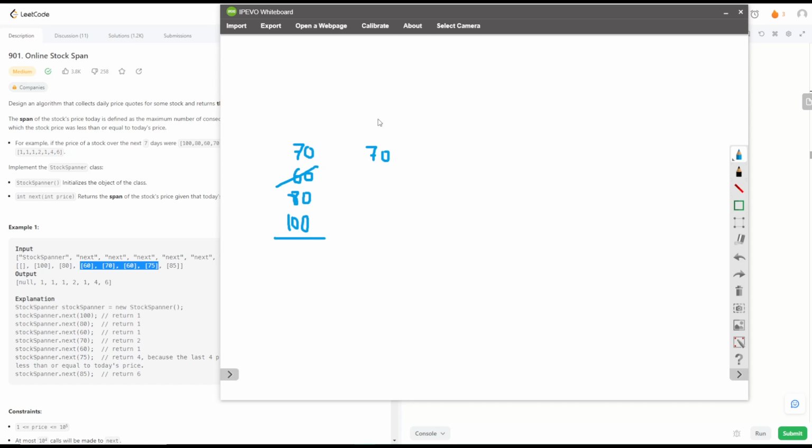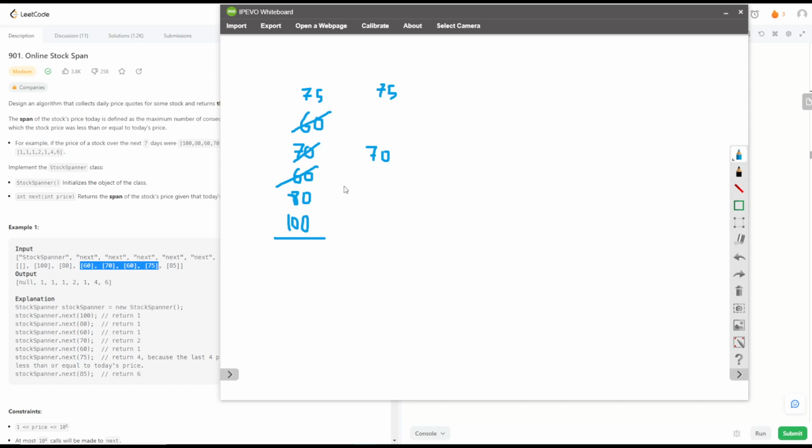Next one is 60. When 60 wants to come in, the top of the stack is greater than 60, so I just push it in. But when it comes to 75, same as what we talked about here, 60 is less than 75, so I just pop it. 70 is less than 75, so I just pop it. So the top of my stack would be 80. Now it's a good time to push my 75 into it. So that's the monotonic stack as we talked about.